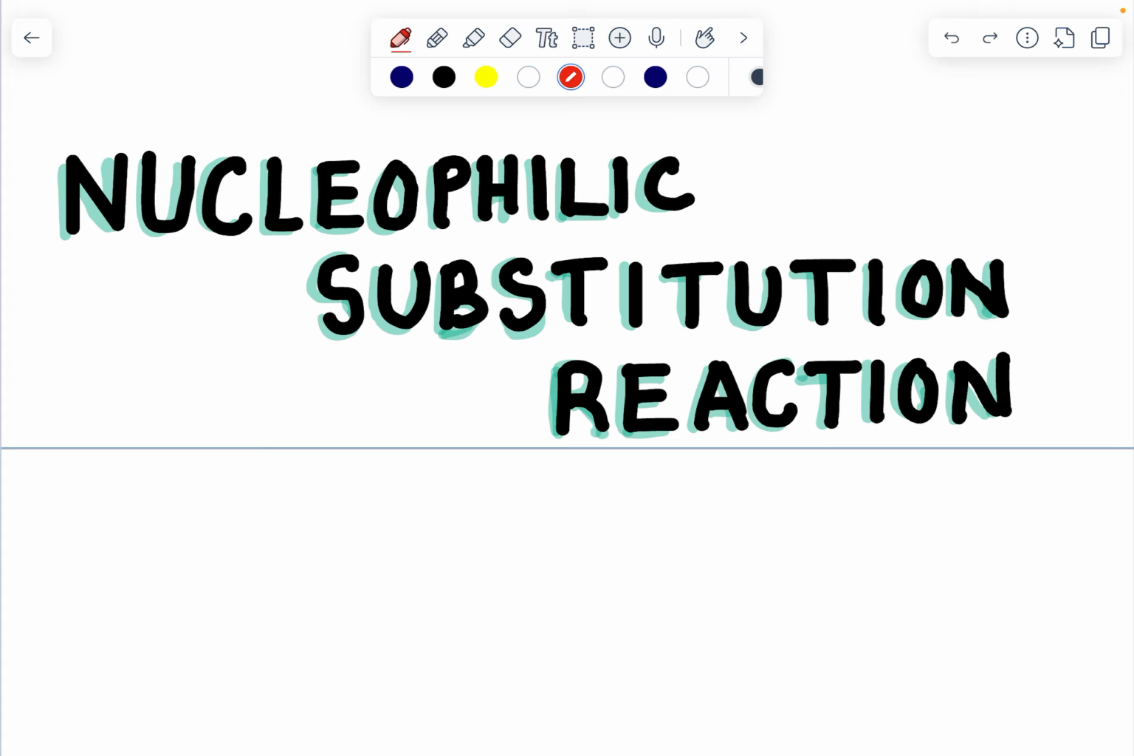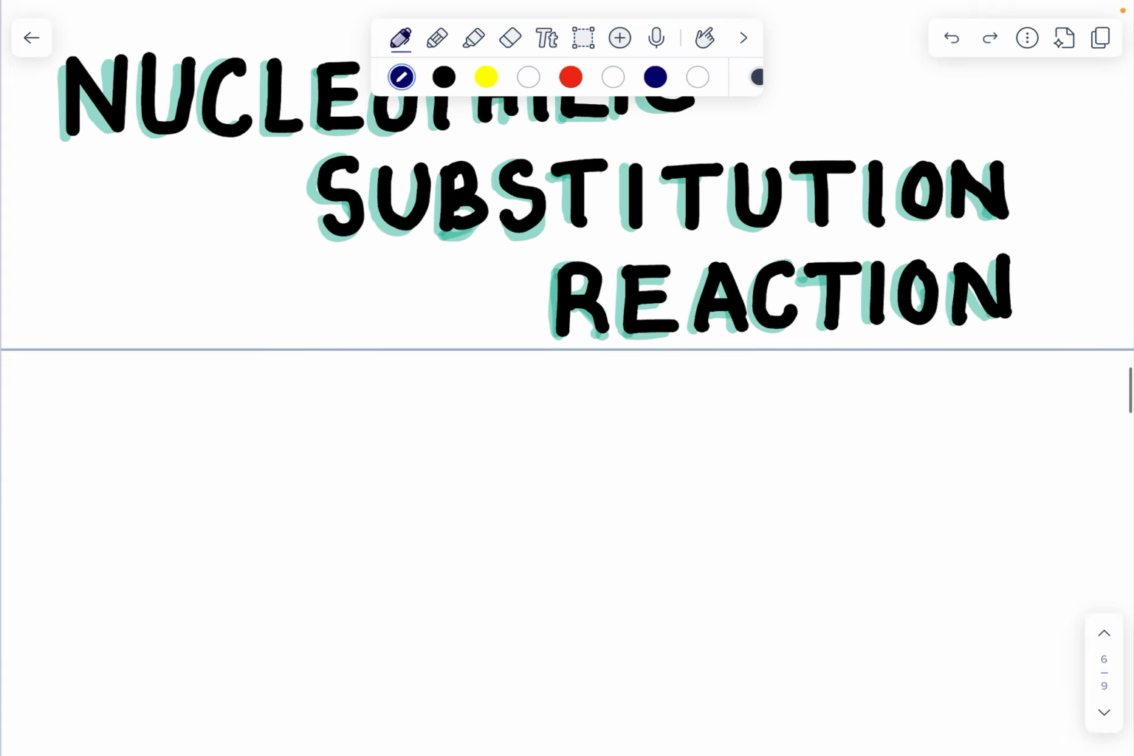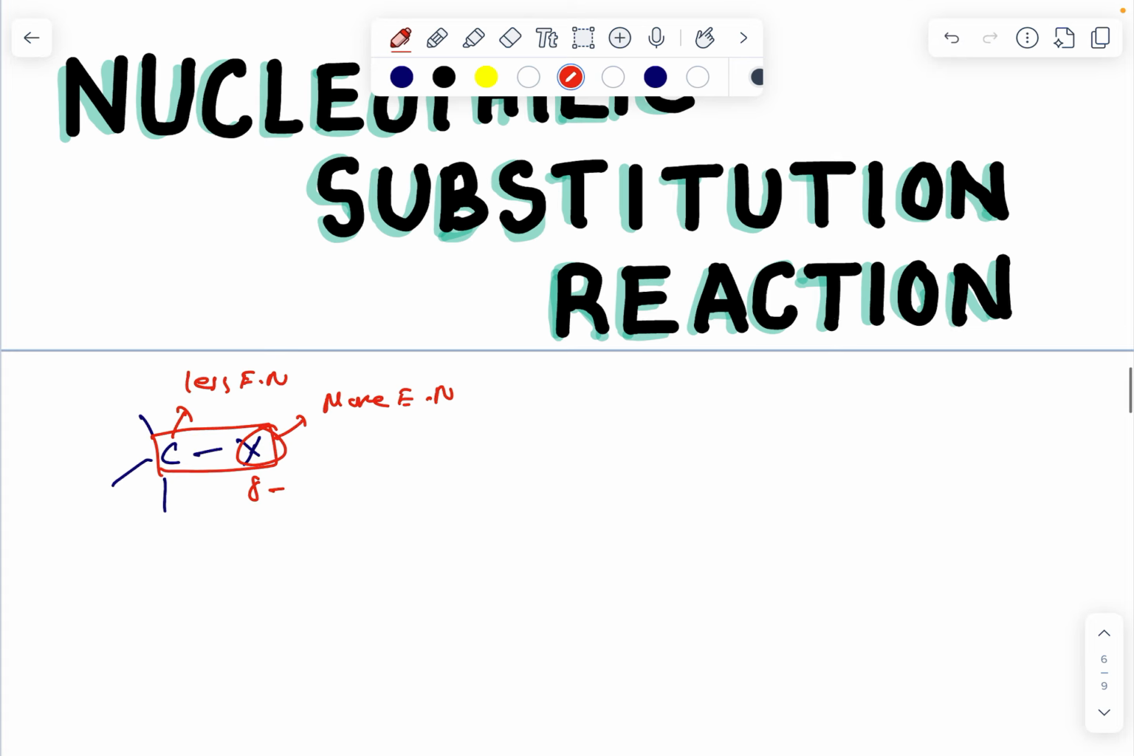You know very well that every haloalkane has a C-X bond. So what is the nature of the C-X bond? The carbon has less electronegativity, and the halogen has more electronegativity. So a partial negative charge is formed on the halogen, and a partial positive charge is formed on the carbon. Now when you treat it with an aqueous medium, what will happen?